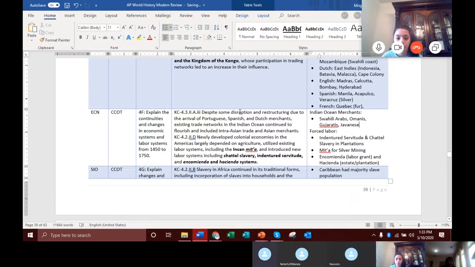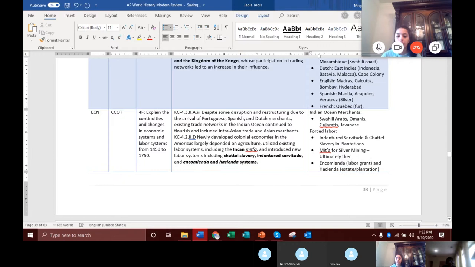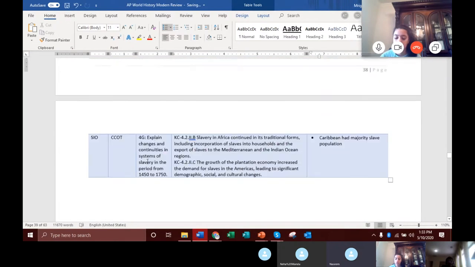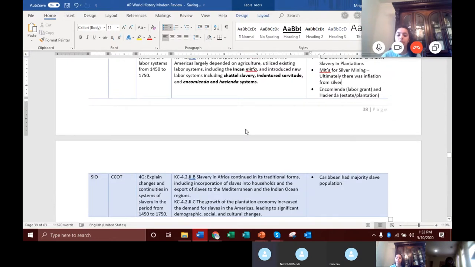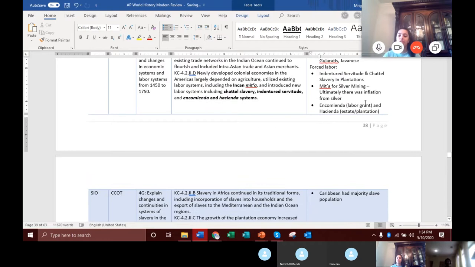I think because we're looking at disruption, we should mention that ultimately there was inflation from silver. I think this is a good area to mention that. Okay. All right. And then, of course, we have... Should we also put the... Because it says forced labor. Actually, wait. Never mind. Okay.